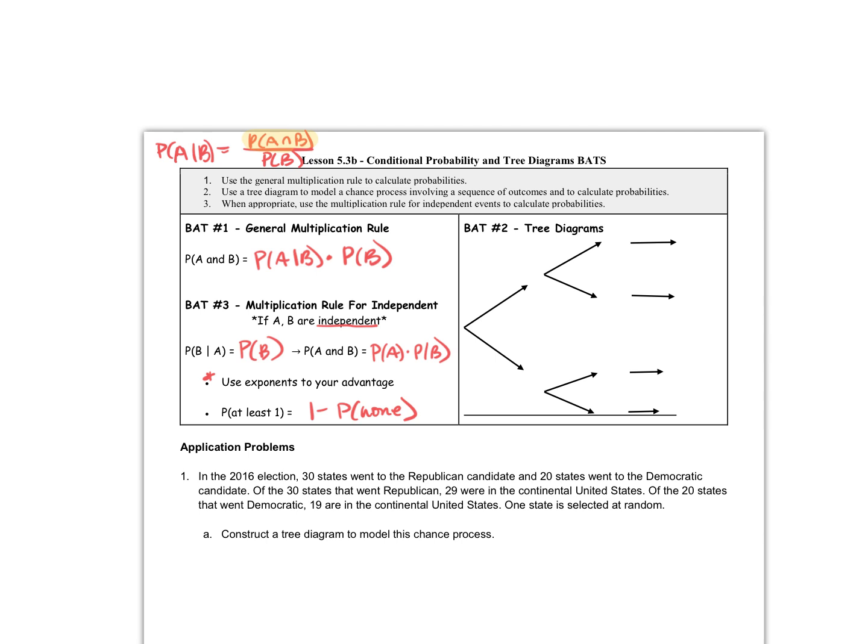Now with tree diagrams, this is kind of what we did. We're just going to put the symbols on it. So this is the probability of A, probability of B. Oh, not A, not B, sorry. A, not A. That's what I'm going to call it, not A.